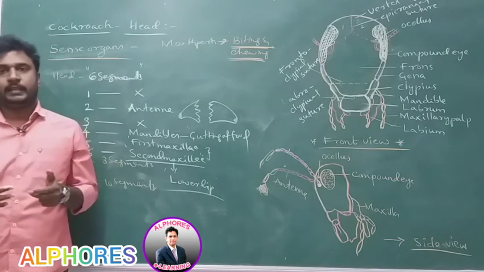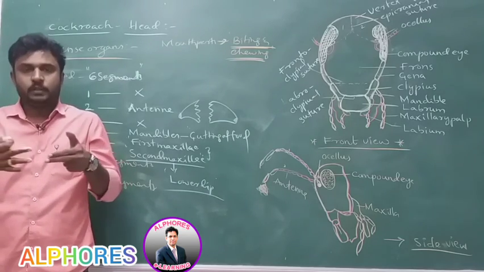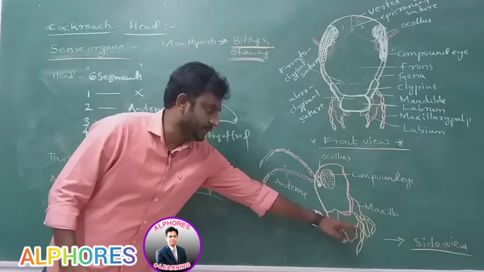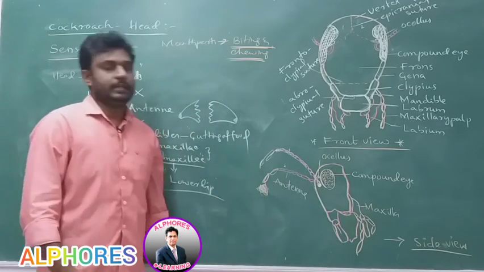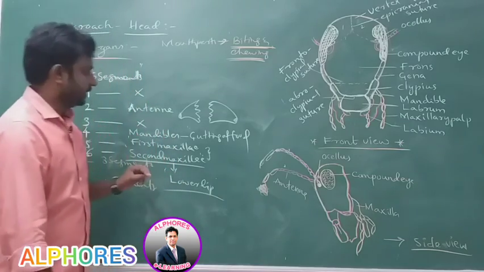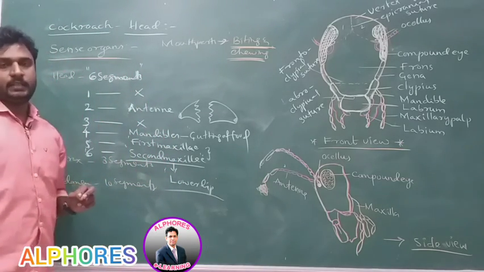The first maxillae and second maxillae are useful to prevent the falling of food and hold the food materials. Mandibles cut the food materials, and while cutting, the first maxillae and second maxillae hold the food. So these are the parts which are present in the head.